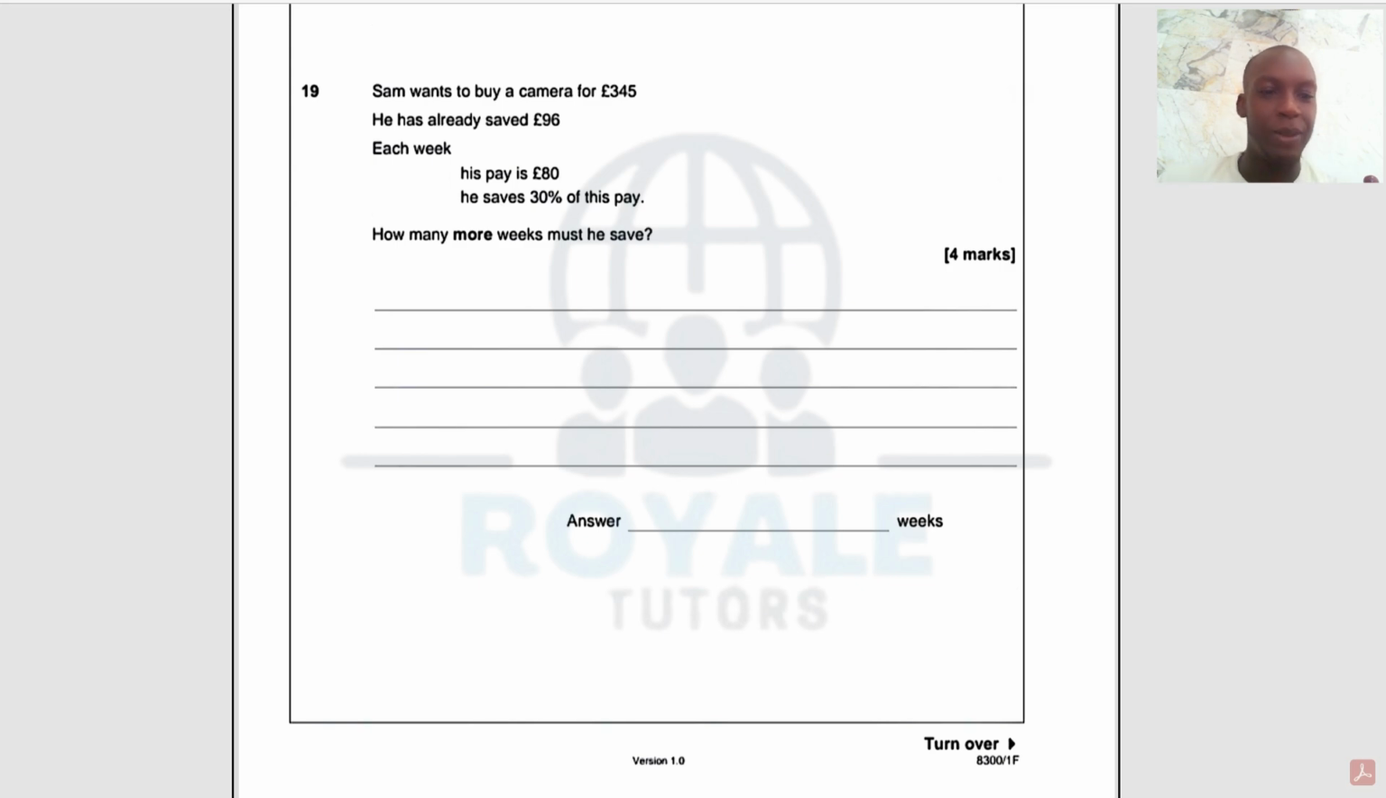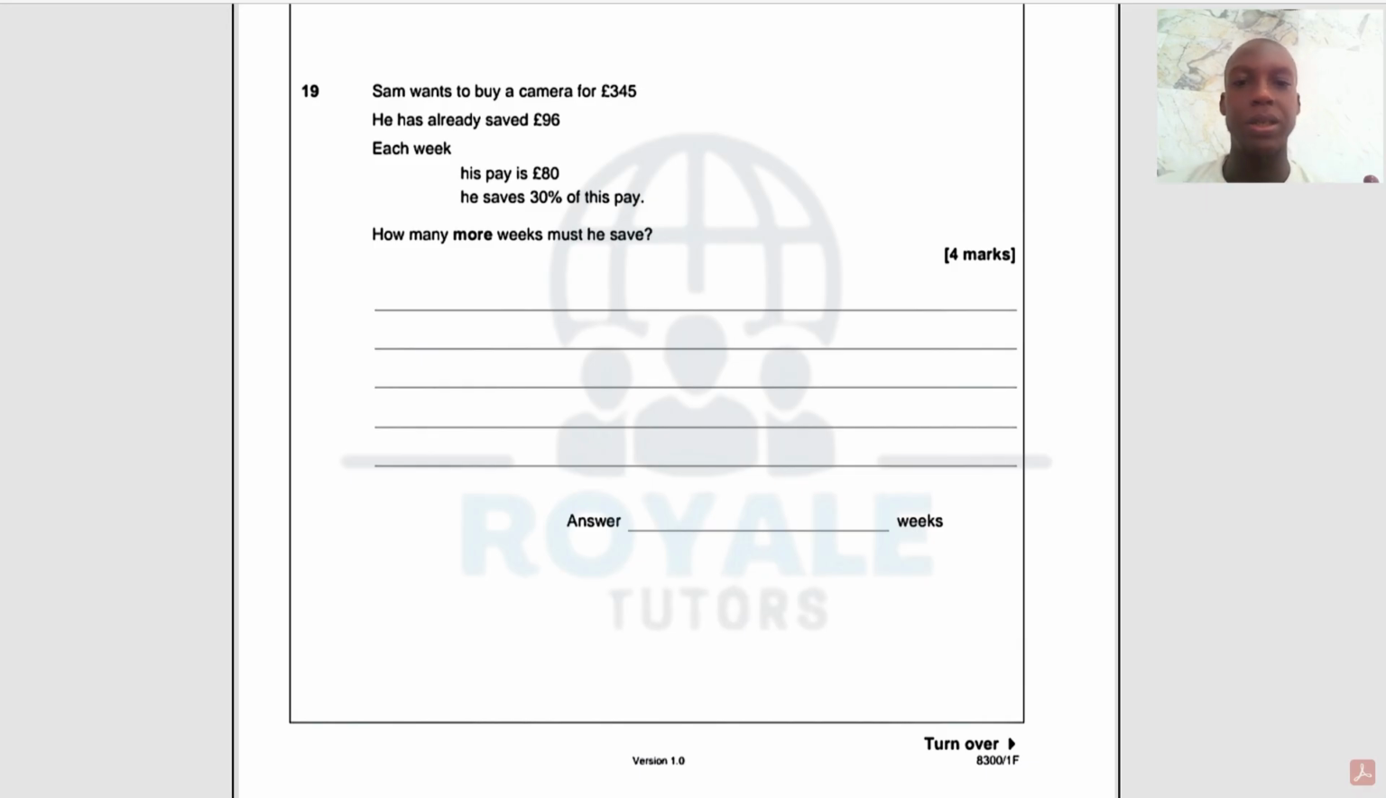Very good. So this is another filtered question of about 4 marks, and it's AQA. So Sam wants to buy a camera for £345. He has already saved £96. Each week his pay is £80. If his pay is £80, he saves 30% of his pay. Good. So how many more weeks must he save?